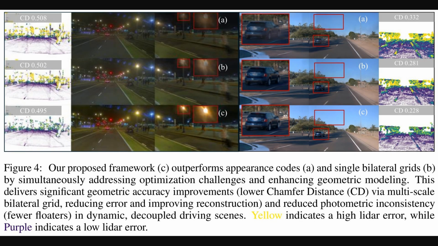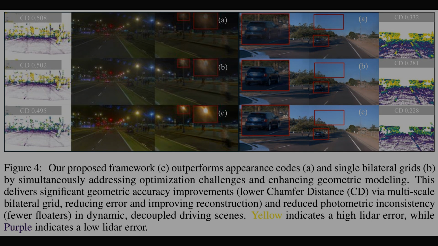So building on that architecture, this next figure shows us some direct comparisons, both at night and during the day. Again, we see the 3 methods compared. In the red boxes, you can see how the proposed method in row C renders the streetlights much more cleanly at night and produces a sharper moving car during the day. What's really key here are the geometric error maps on the sides. Here, yellow indicates a high LiDAR error, while purple means low error. Our method clearly shows more purple, which matches its much lower chamfer distance score.